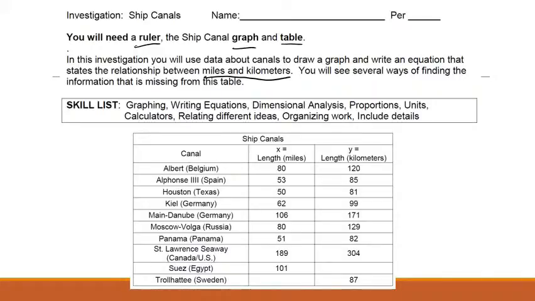You will see several ways of finding the information that is missing from this table. So the table we're talking about is this one right here, and you'll notice that we're missing two different values. We're missing a length of the Suez Canal in Egypt, and we're missing a length of the Trollhättan Canal in Sweden. And we're missing one of the lengths in kilometers, and we're missing the other length in miles.